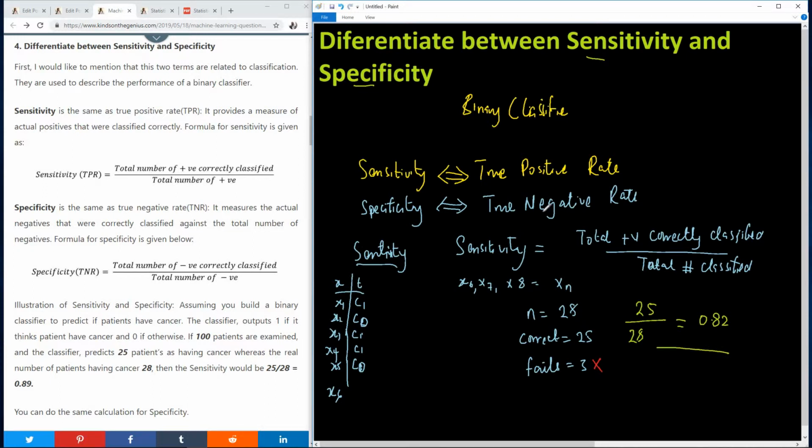So why it's called true positive rate is because it's calculating the total number of correct positive classifications over the total number classified. And the same thing goes for specificity.